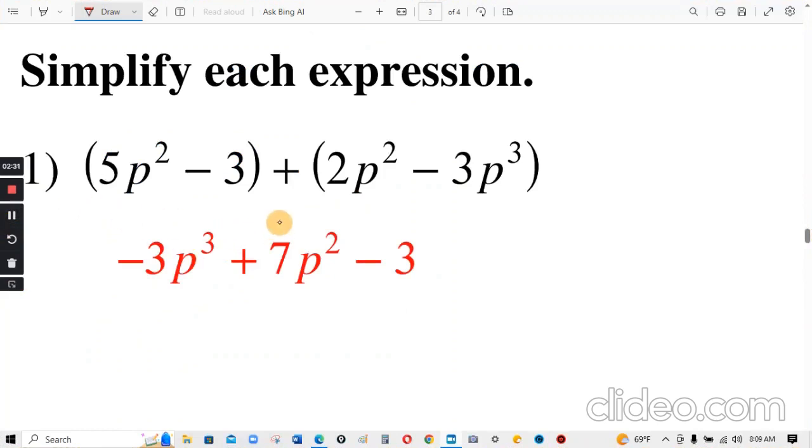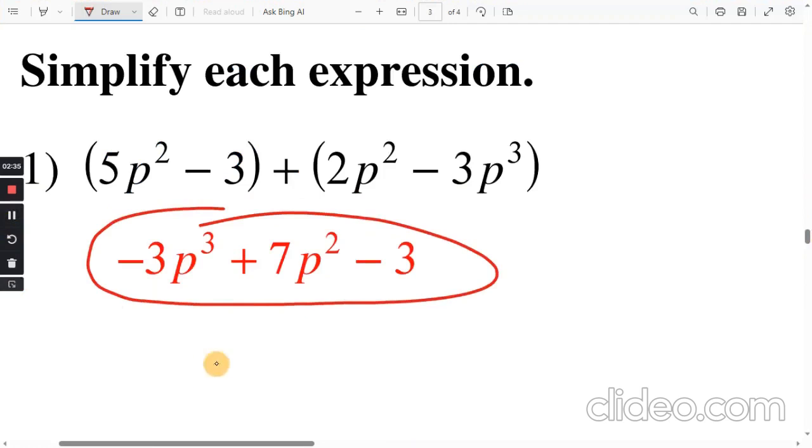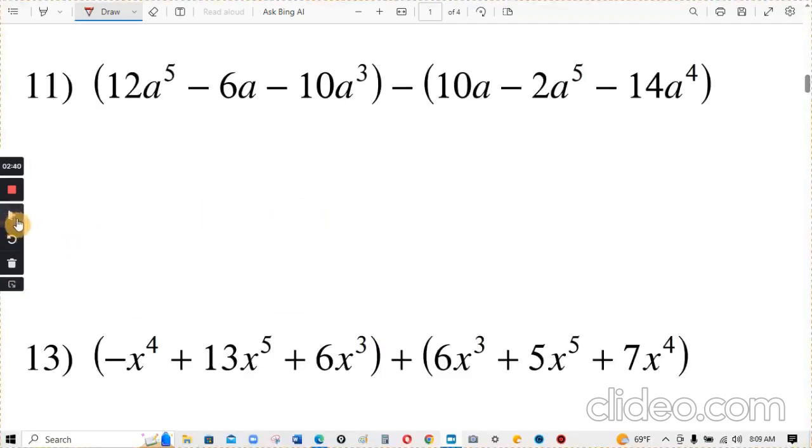So if you look at their answer for number 1, I got the same answer that they did. Okay, the answers are on pages 3 and 4. All right, let's look at number 11.